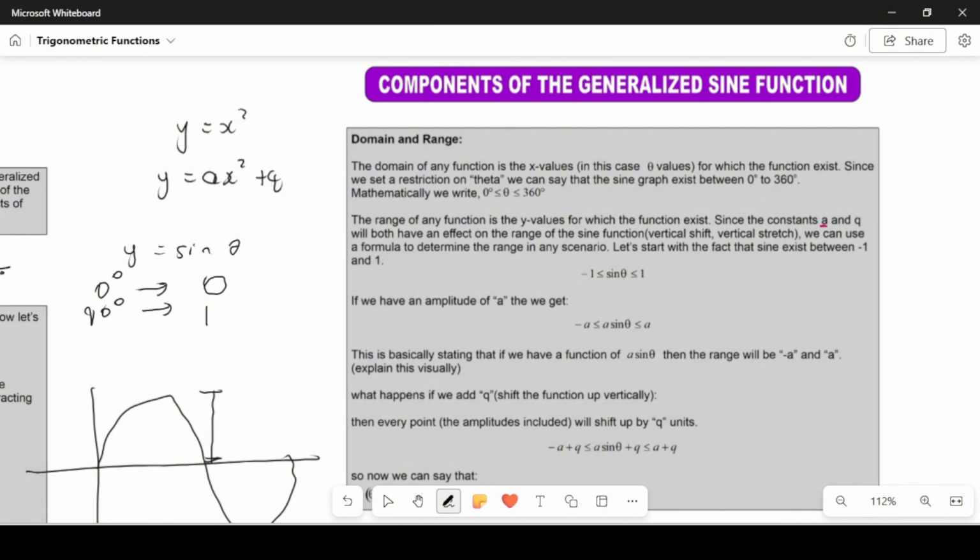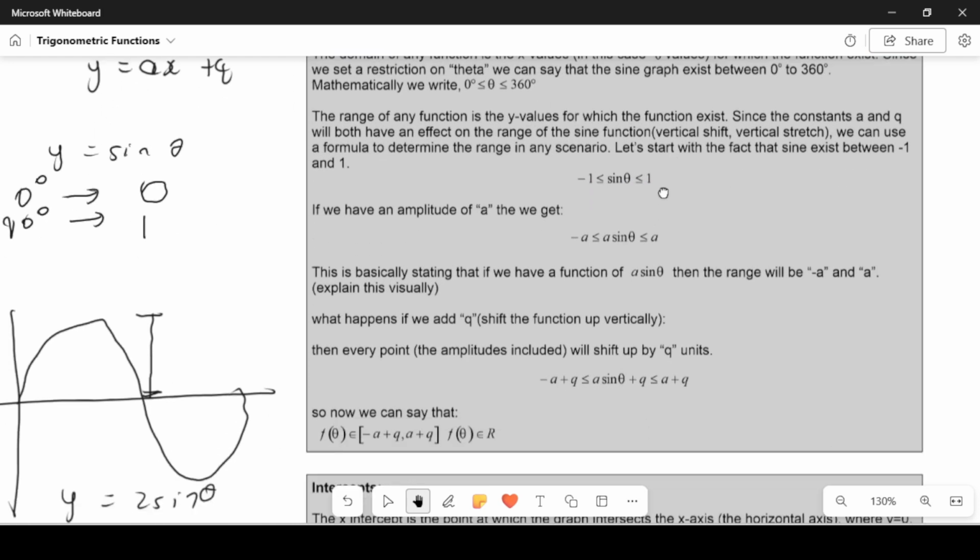Since the constants a and q will both have an effect on the range of the sine function, we can use the formula as follows. And we can start off with this fact. We know that sine of theta lies between -1 and 1. That's what we know, right? If the function has an amplitude of a, so if I multiply this here by a, then I have to multiply both these sides here by a. So we're not changing it, we're re-expressing it. So we can come down to a very important conclusion.